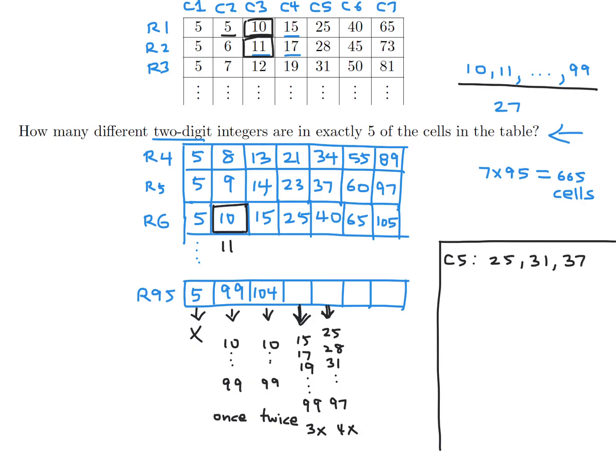And then 37, 43, and then 49, 55, 61, 67, 73, 79, 85, 91, and 97.